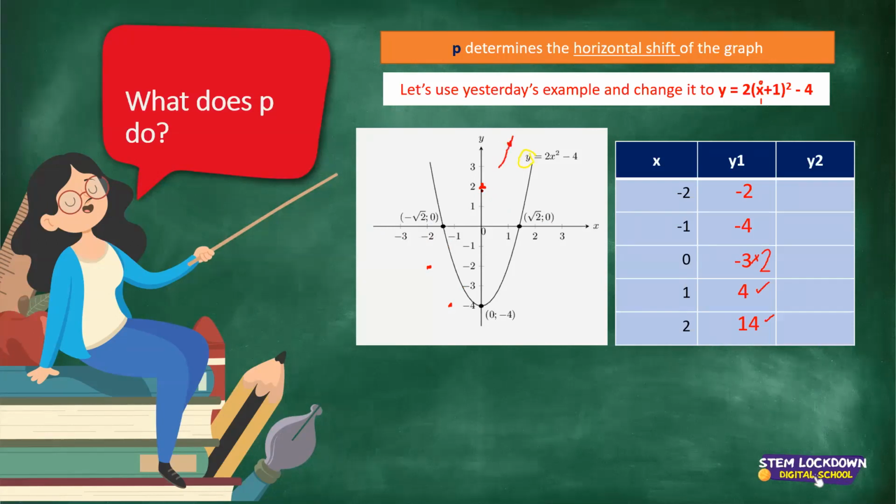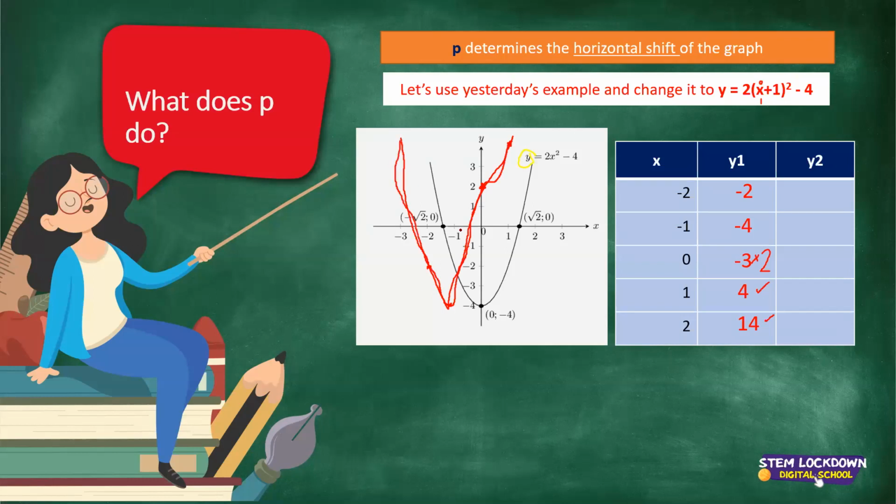So then when we join our dots, our graph looks something like this. Sorry guys, I don't have a pen. So when we join our dots, our graph would look something like that. It crosses through the 2 there and it looks something like that.